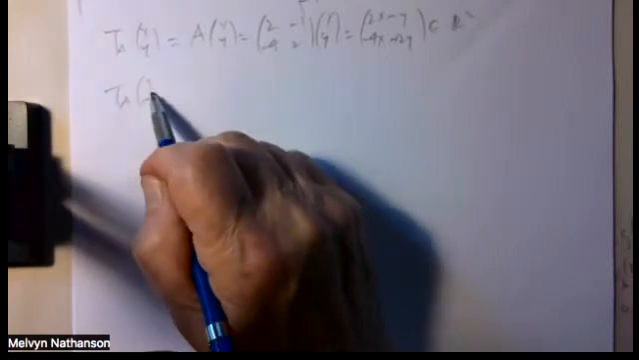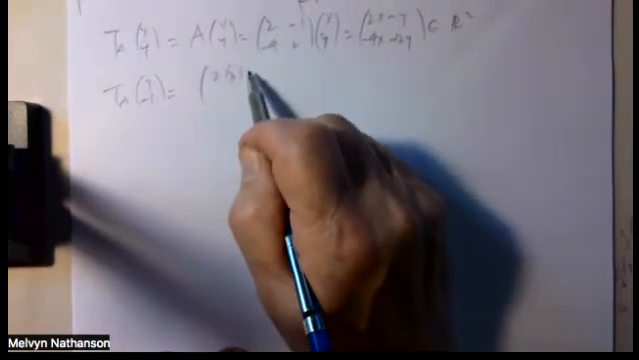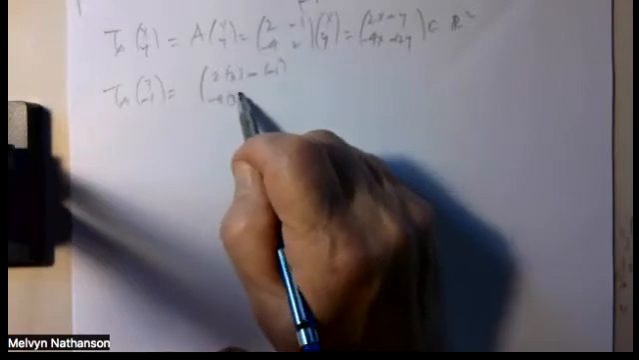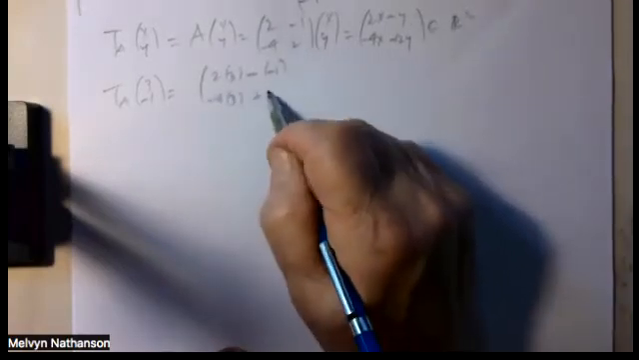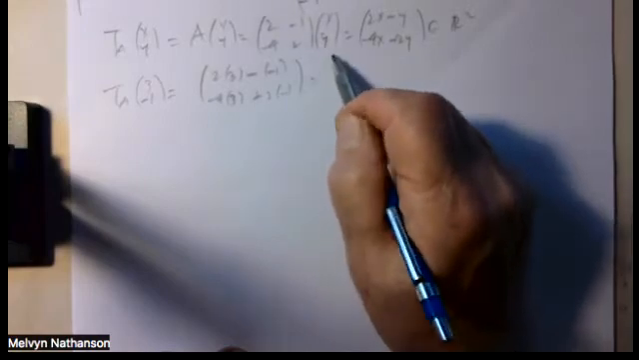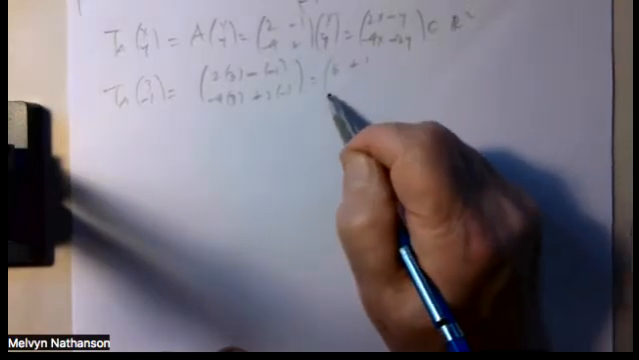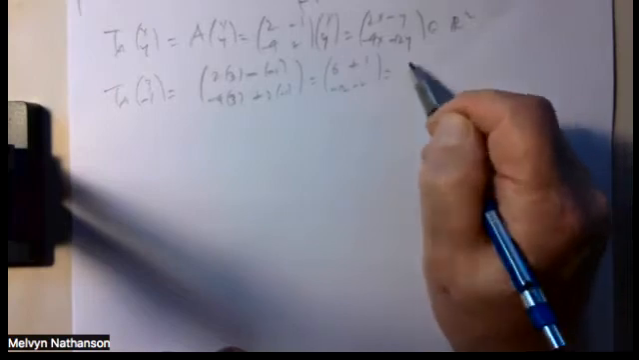So for example, T of, I don't know, 3, minus 1 would be what? It would be x is 3, y is minus 1. It would be 2 times 3 minus minus 1. And this is minus 4 times 3 plus 2 times minus 1. So this is 6 plus 1. This is minus 12 minus 2. So you get 7, minus 14. That's the matrix A times this vector.